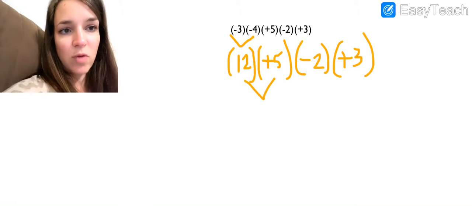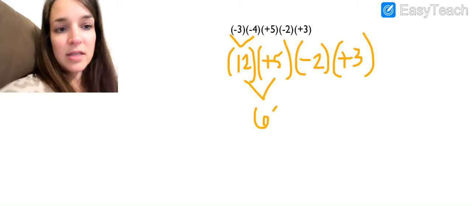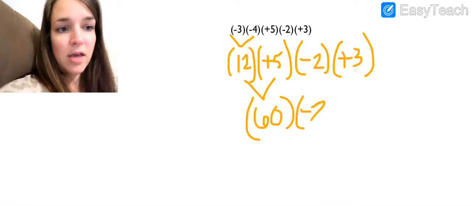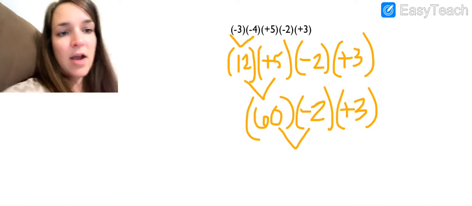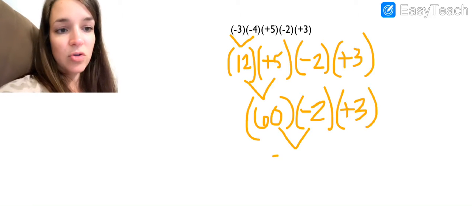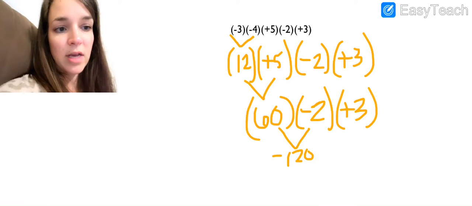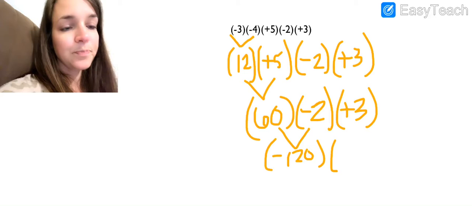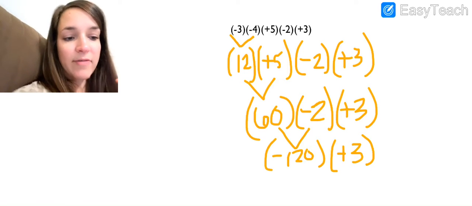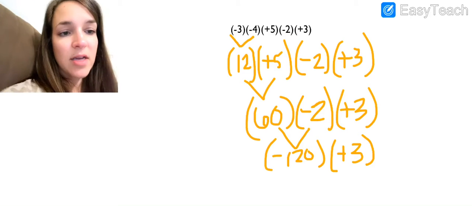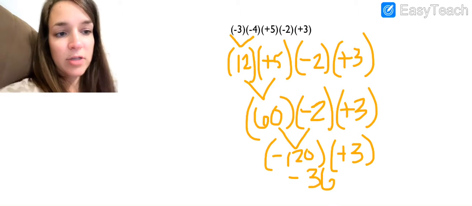+12 times +5 is going to be +60. Positive times positive is always positive. Then times -2 times +3. Now +60 times -2 is -120. Then -120 times +3. Our last thing is a negative times a positive, and that's going to be a -360.